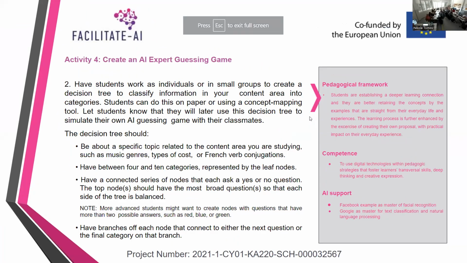Then they go back again to work in small groups to create a decision tree to classify information in a specific context. The decision tree should be about a specific topic in the area that they are studying. It should have between 4 and 10 categories, a connected series of nodes, and branches from each node that connect to the next questions.